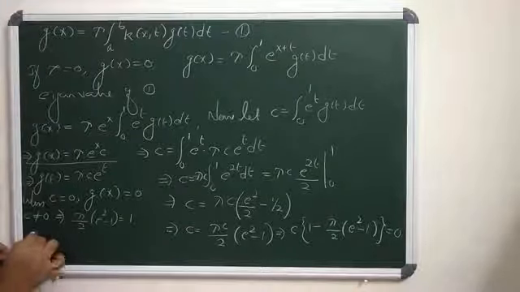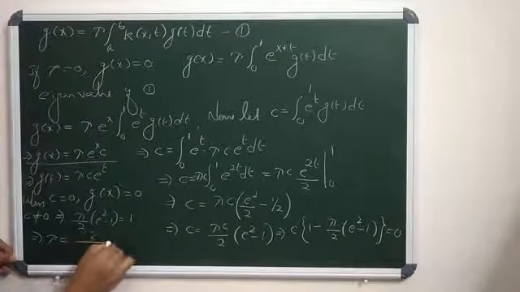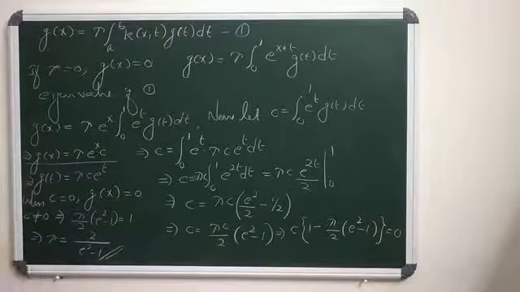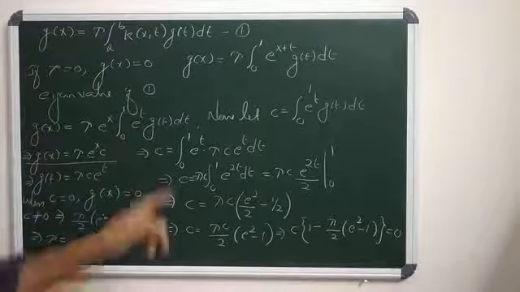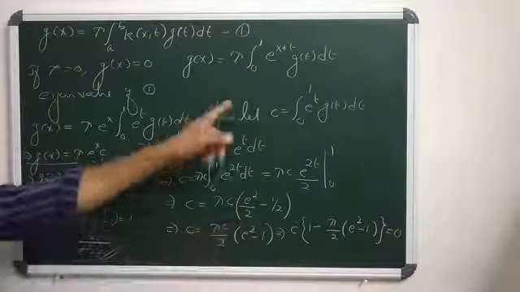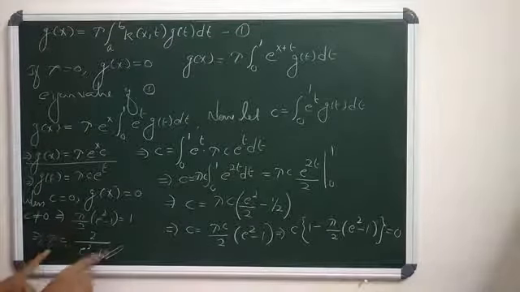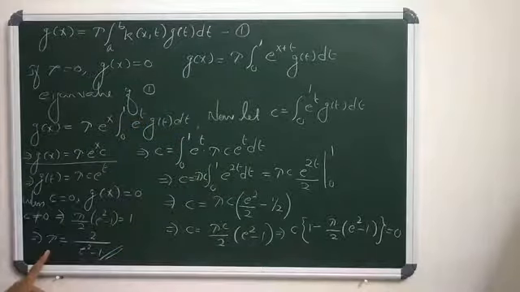So what is lambda there? Lambda equals 2 by e square minus 1. This is the corresponding eigenvalue, the required eigenvalue for the given integral equation g of x equals lambda integral 0 to 1 e power x plus t g of t dt. So lambda equals 2 by e square minus 1, a non-zero value, gives a non-zero solution for this equation. Which is that non-zero solution?